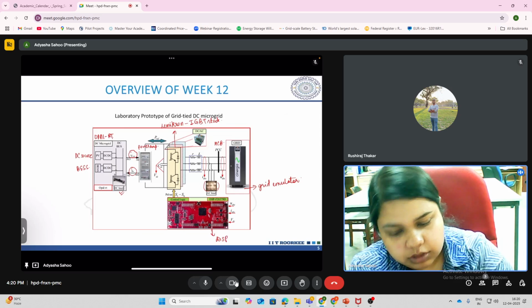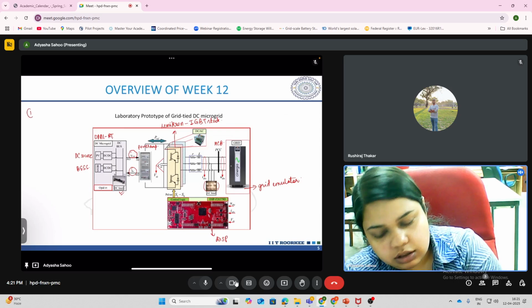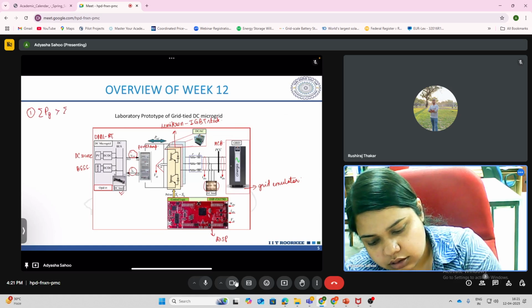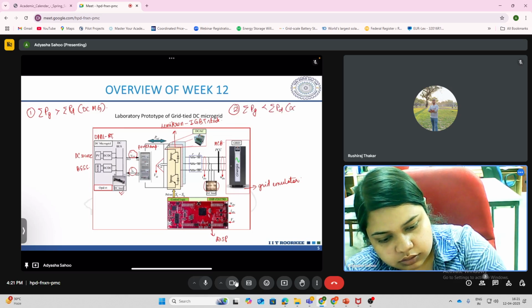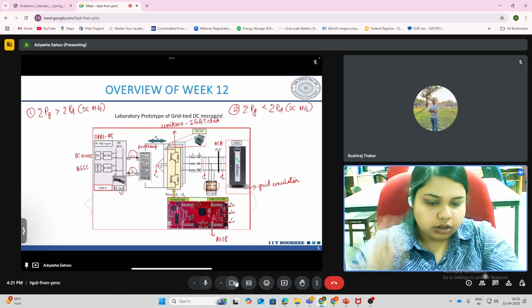So the demonstration was done for two case studies. For the first case, the total generation was greater than the total demand for the DC microgrid. And in the second case, there was less generation than the available demand, and the performance was studied accordingly.